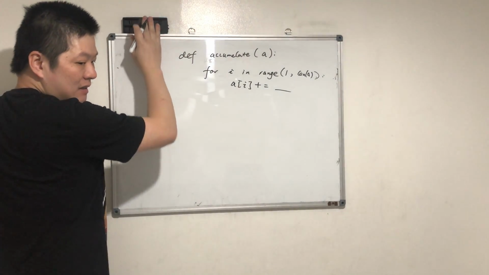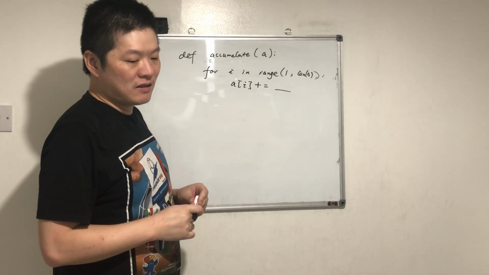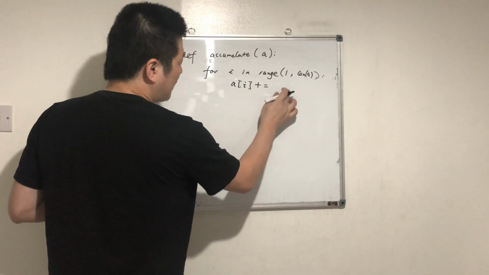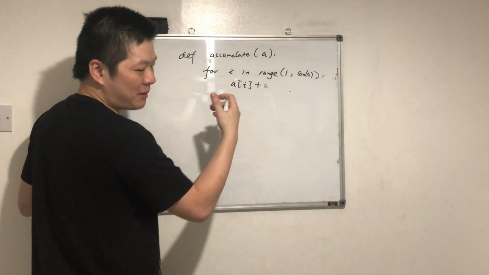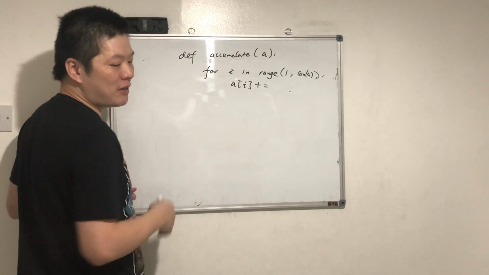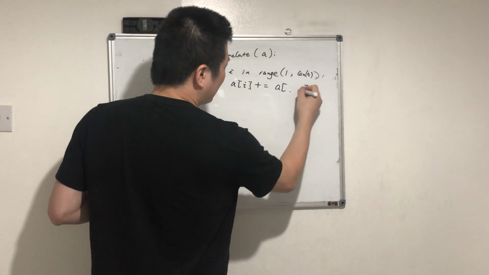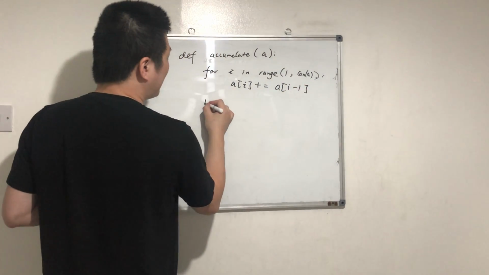Plus equal what? What did I just say? The next. We start from the second number, so every time we want to update this number with the sum plus the previous one. Come on, what is the previous one? The previous one is 0, so what's the previous one? It's A[i] minus 1. And then return A.